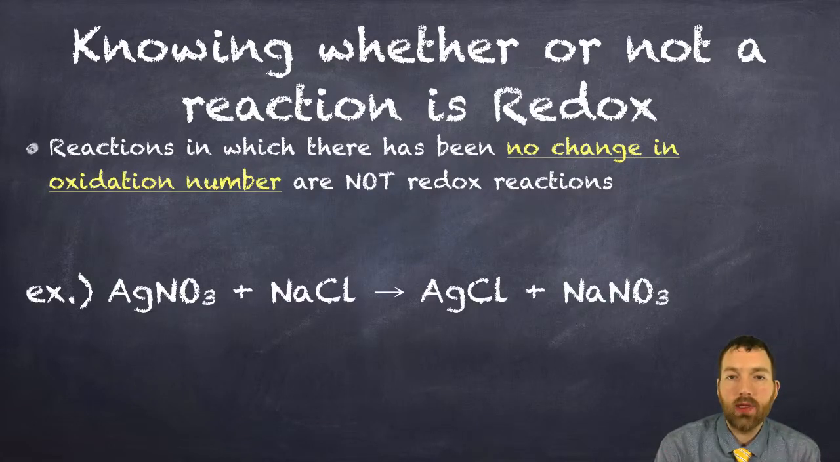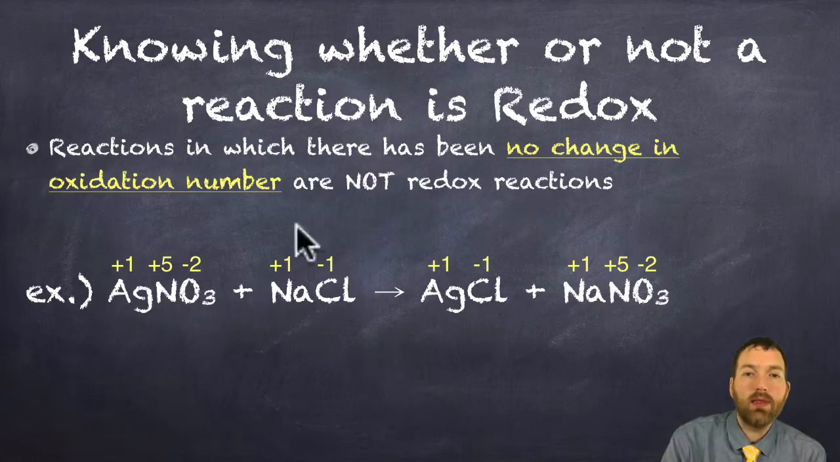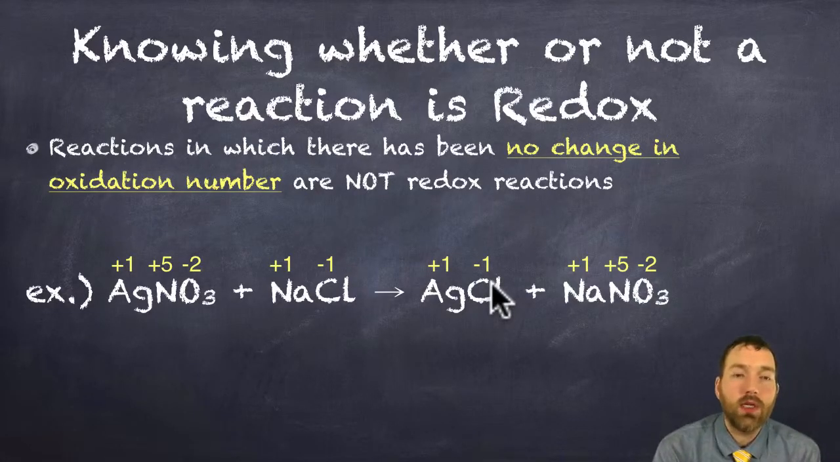Here's an example. I will save you the trouble of filling in the oxidation numbers, but if you went through and assigned them all, such as this, you'll notice that none of the oxidation numbers changed. Silver was a plus 1 on the left, it's a plus 1 on the right. Nitrogen's a plus 5 on the left, plus 5 on the right. Oxygen minus 2, minus 2. Sodium plus 1, plus 1. Chloride minus 1, minus 1. None of the oxidation numbers changed. So you couldn't identify somebody oxidized or reduced because nobody was oxidized or reduced.